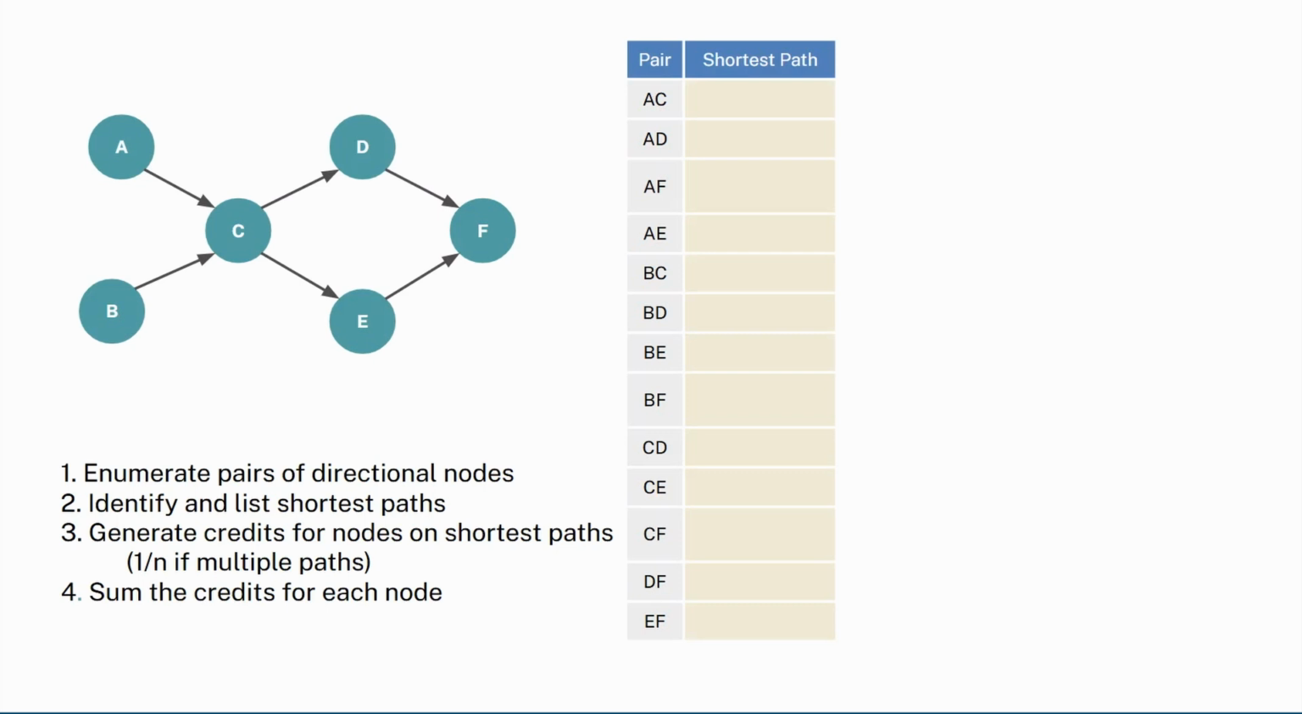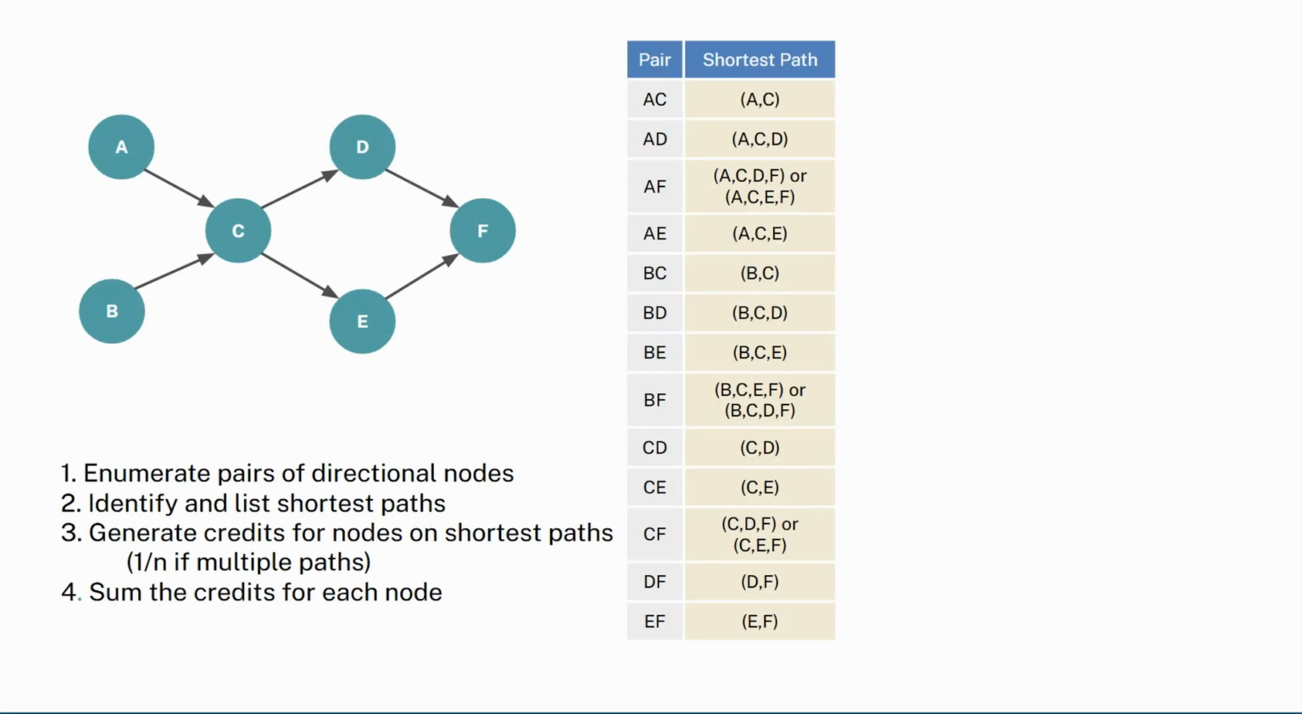Now that we have identified all the potential paths on the graph, we then identify the shortest path for each pair. Note that for many of these paths, there is only one option. For example, the path from A to D, you can only have A, C, D. There is no alternative. However, if you're going from A to F, there are 2 potential paths. You can go A, C, D, F, or A, C, E, F. For the purpose of betweenness, we want to make sure we note each potential path.